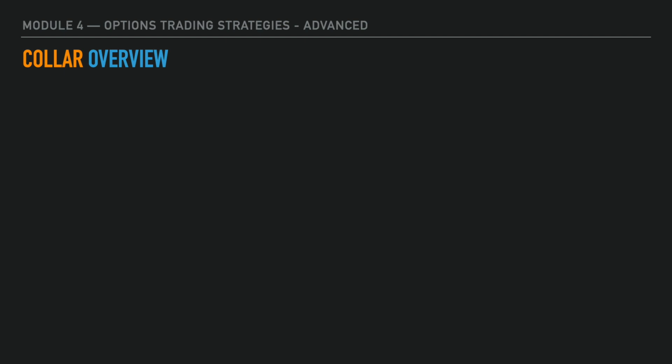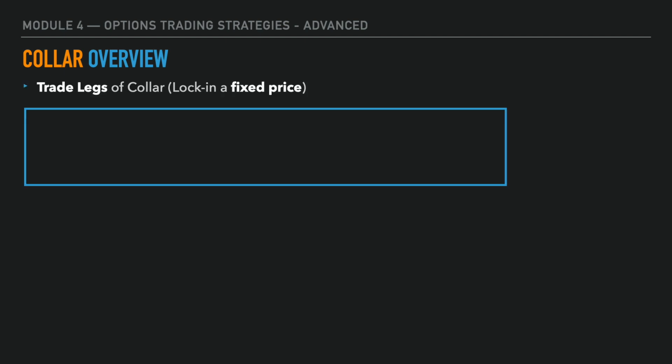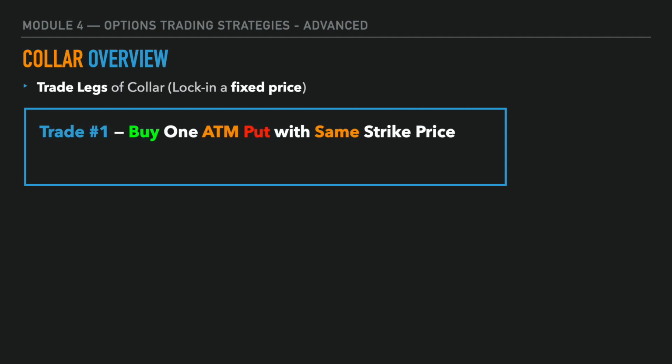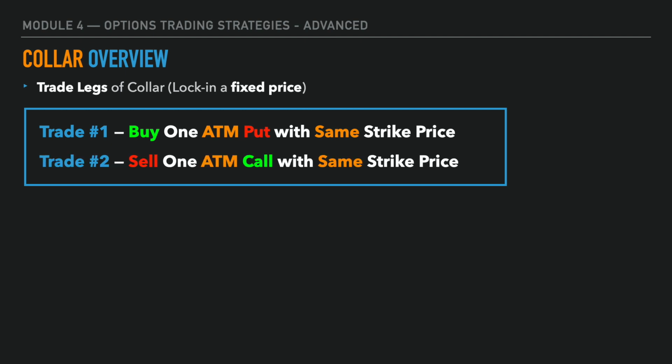There are mainly two ways to construct a collar trade to meet two different investing objectives. First, if you want to lock in a very specific price, then here are your trade legs. You buy one at-the-money put option with your lock-in price as the strike price, and simultaneously you sell one at-the-money call option with exactly the same strike price.